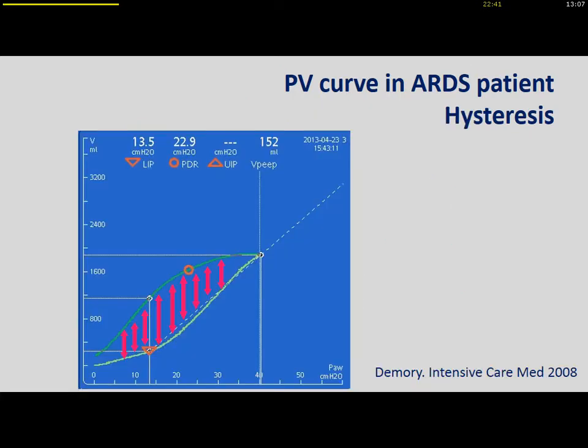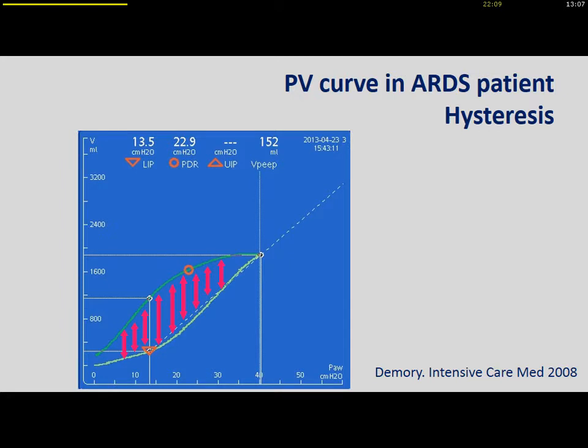So what does it mean? It means that when we inflate the lung, if we recruit one unit, for example, at 20 centimeters of water, this unit will still be open at 20 centimeters of water during deflation and will collapse somewhere below 20. So that's why the volume of the aerated lung is always higher during deflation than during inflation. And the larger the difference, the more recruitable the patient.